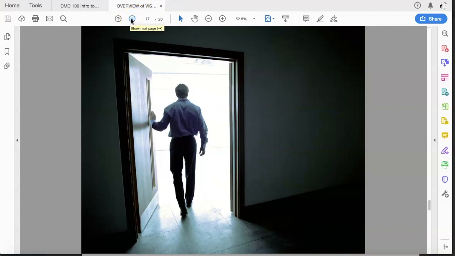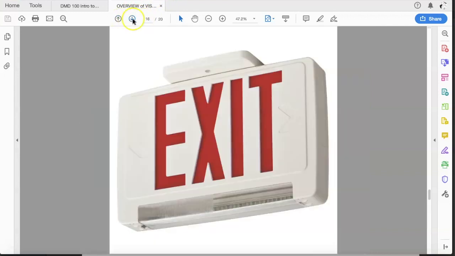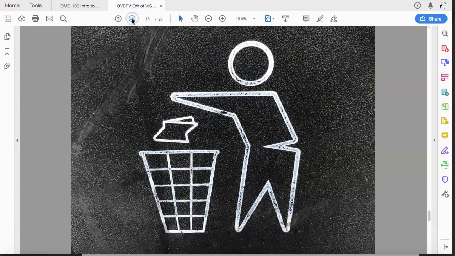Now, some are more complex than others. Nobody really gets too confused about an exit sign. But others, like this, can be a little more complex because of the way the graphic is represented. So this is a signifier. We talked about this at the beginning of the semester. It's a simple graphic of a person dropping a piece of trash into a trash can. So the signifier is basically saying, throw out your trash, right? Get rid of your trash.